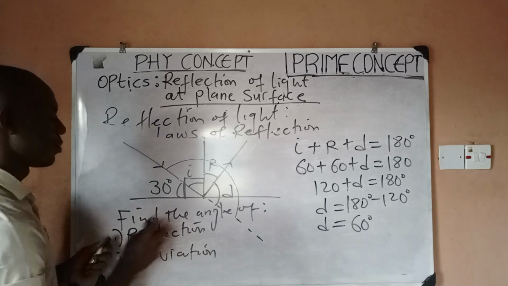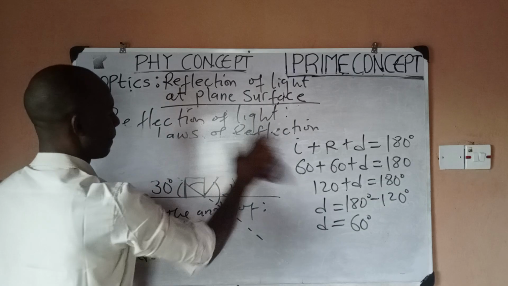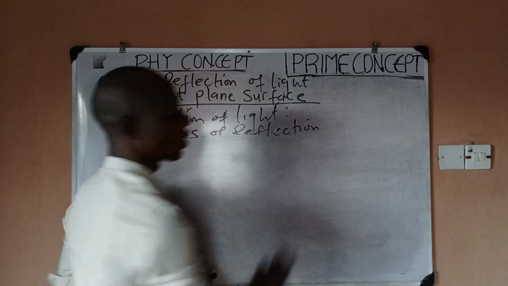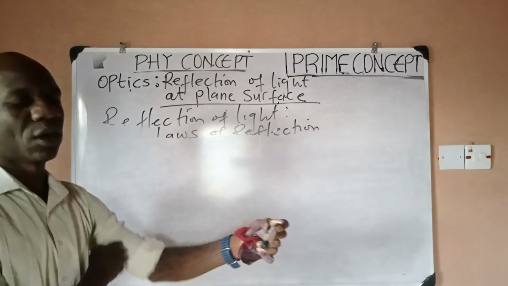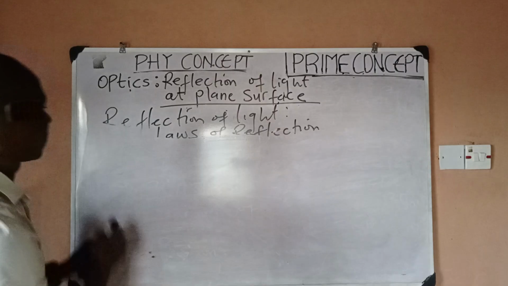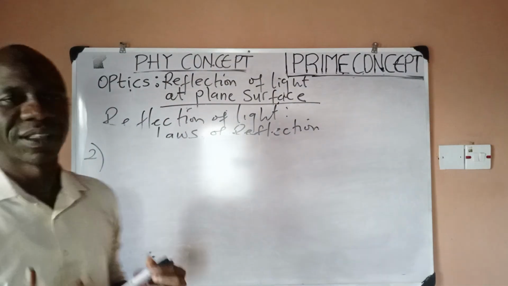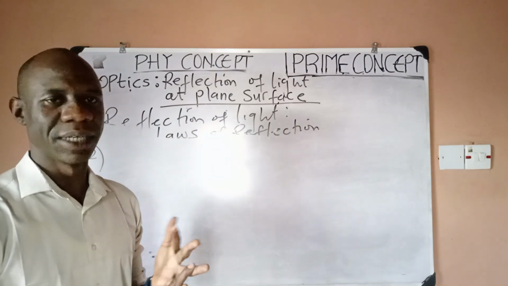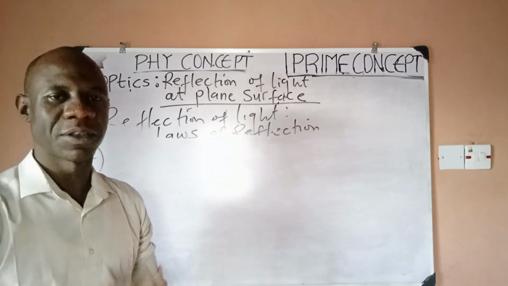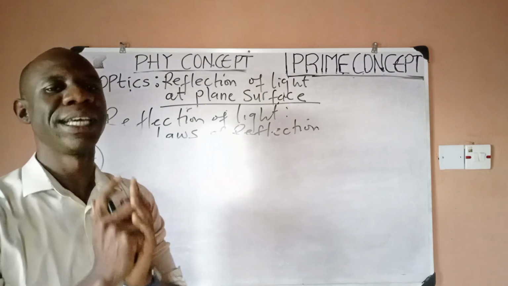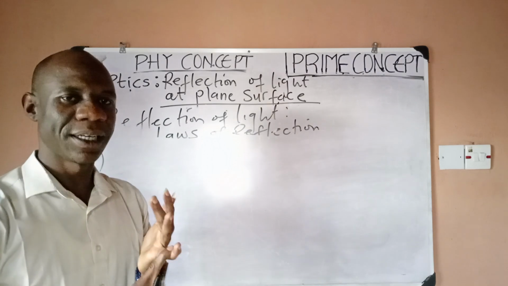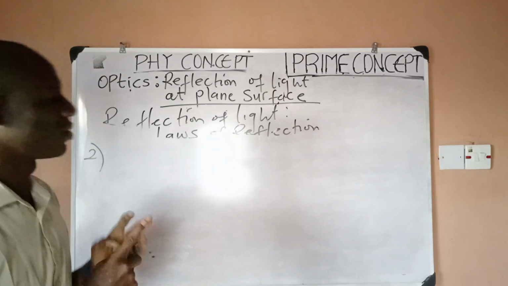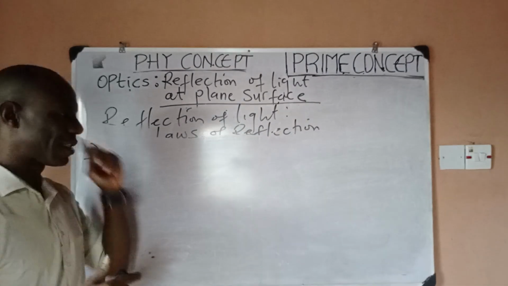Now let's advance. Let's move on. Remember, we're considering the laws of reflection. We've mentioned one law of reflection. The second law of reflection simply says that the incident ray, the reflected ray, and the normal at the point of incidence all lie on the same plane. So that is what that law is saying.